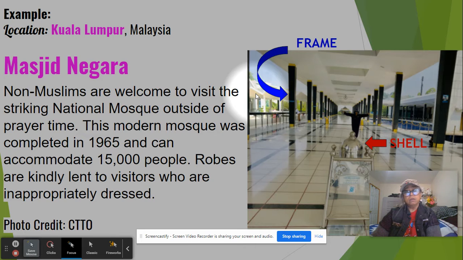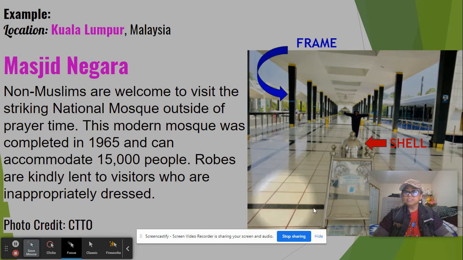Another place in Kuala Lumpur would be the Masjid Negara. This is the national mosque. Non-Muslims are welcome to visit the striking national mosque outside of prayer time. This modern mosque was completed in 1965 and can accommodate 15,000 people. Robes are kindly lent to visitors who are inappropriately dressed. So I'm a visitor, so I was wearing this.